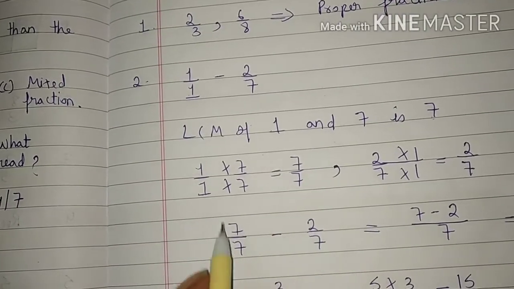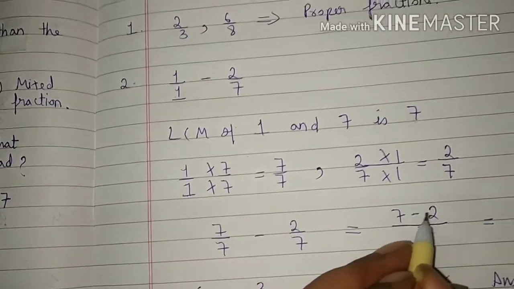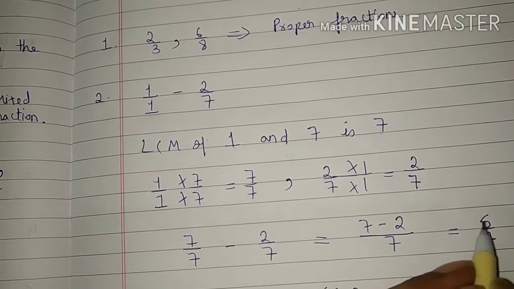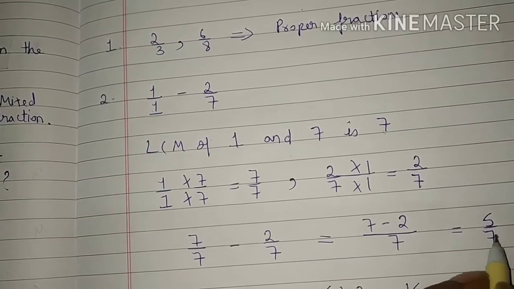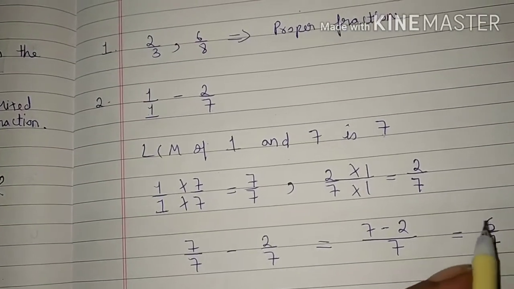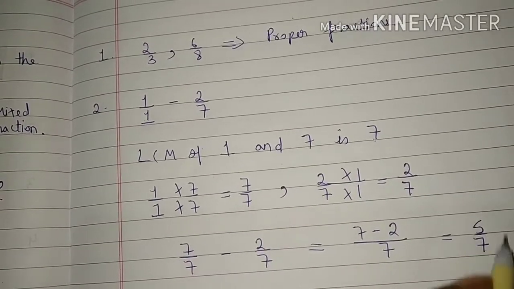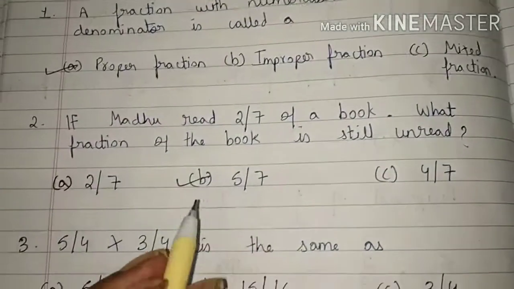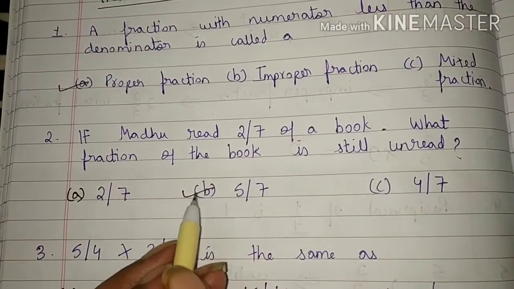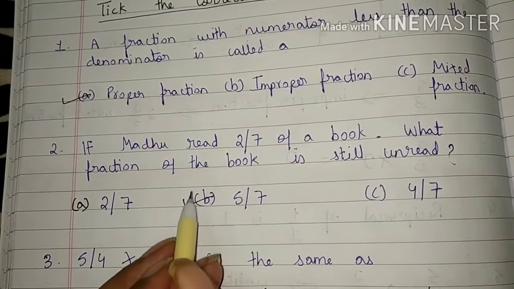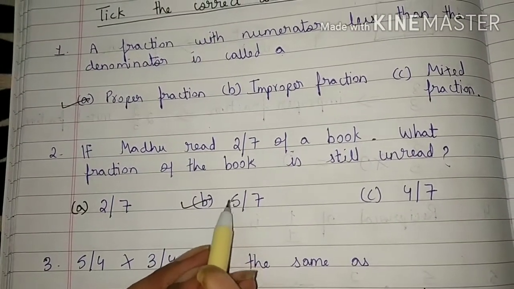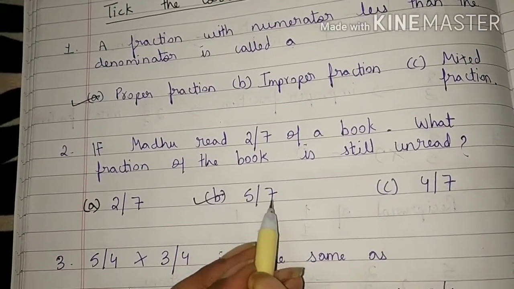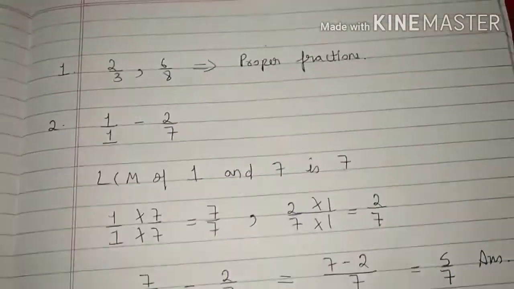Now we will subtract the numerators. 7 minus 2 is equal to 5/7. Students, 5/7. This is your answer. So 5/7 fraction of the book is still unread. So students, your correct answer is 5/7. B option is the correct answer, that is 5/7. Students, 5/7 you can write like this also.